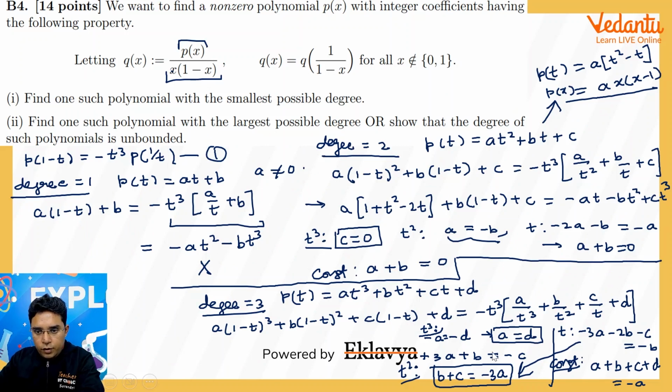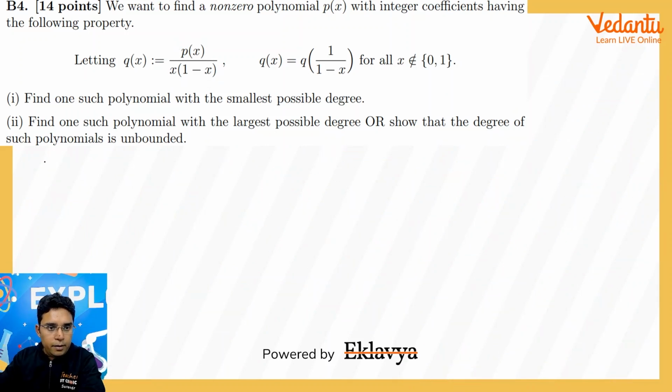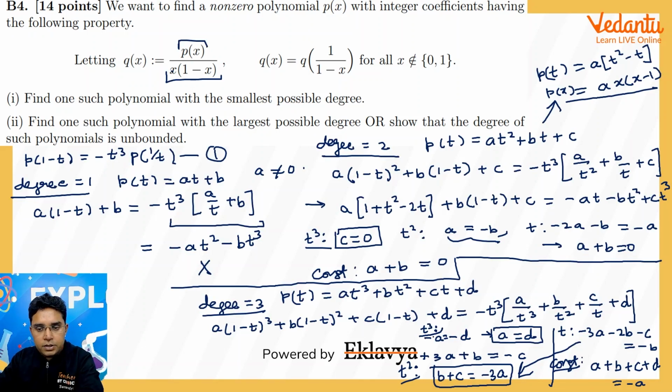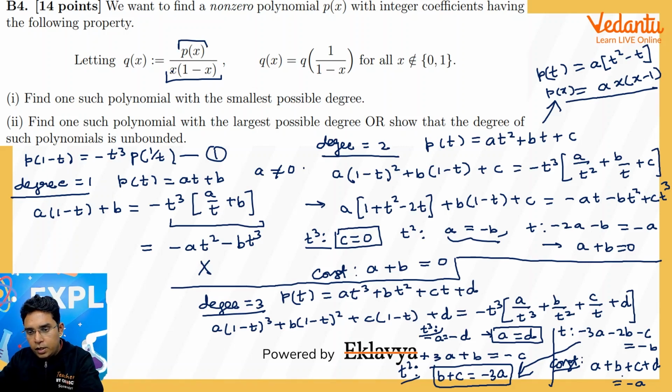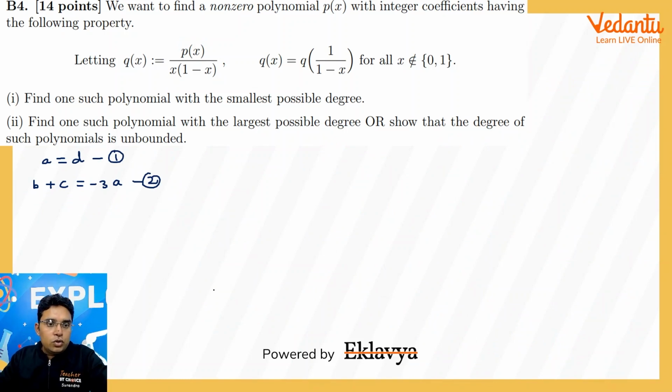So what we have got so far: a is equal to d, then we got b plus c is equal to minus 3a, and then we have got a plus b plus c plus d is equal to minus a. So a is already equal to d, so here I can write a plus d. I think once again we are getting b plus c is equal to minus 3a only. Please check, because d is equal to a. So if I take all a on the other side, we will be getting this. So I think these are the two conditions.